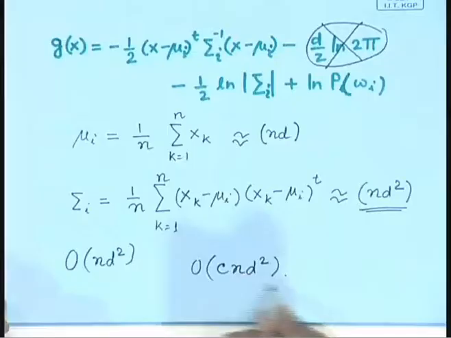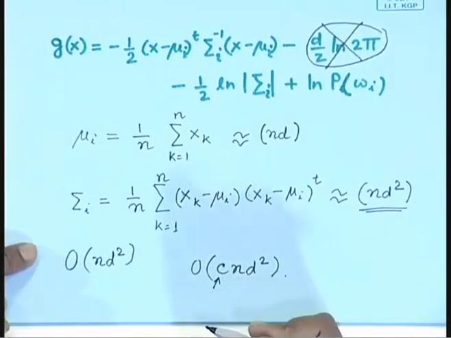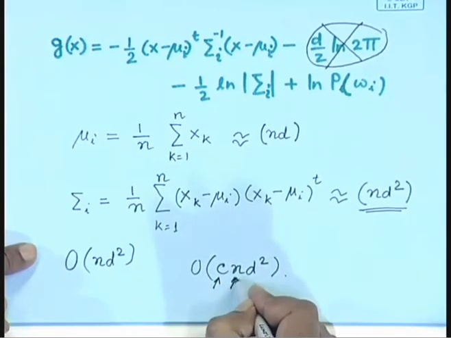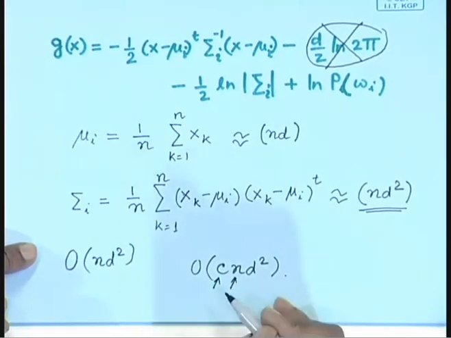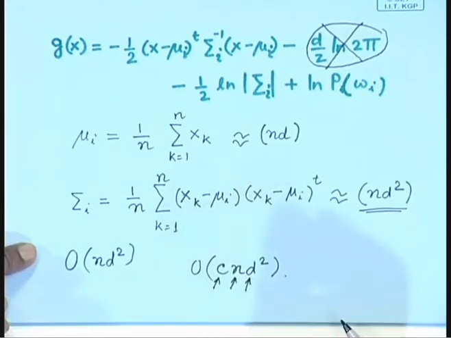So, here you find that the computational complexity is linear in terms of C, that is the number of classes, linear in terms of n, that is the number of samples in the class, but it is quadratic, or square, in terms of the dimensionality.